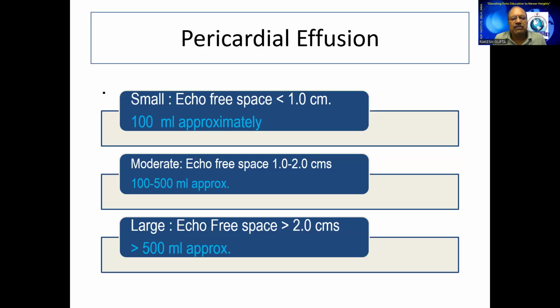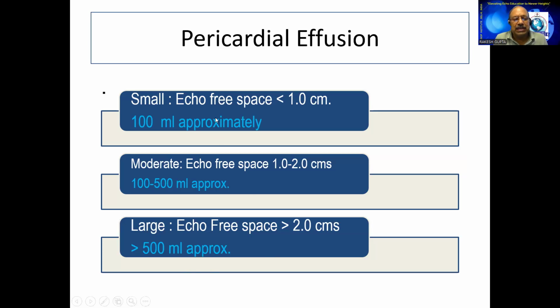Now, how do we say small, medium, and large? And this is an arbitrary classification. Any space separation less than 1 centimeter versus more than 2 centimeter. If it's less than 1 centimeter, we talk of small pericardial effusion. If it's more than 2 centimeter, we talk of large pericardial effusion. And somewhere in between is 100 to 500 ml of pericardial effusion.